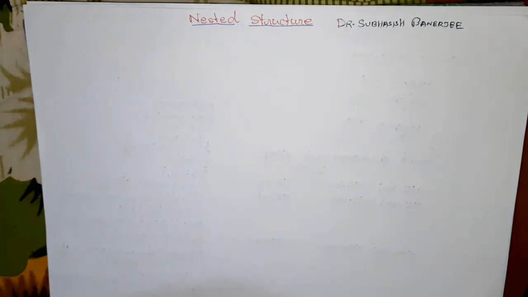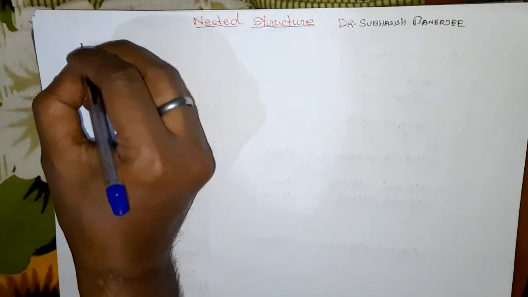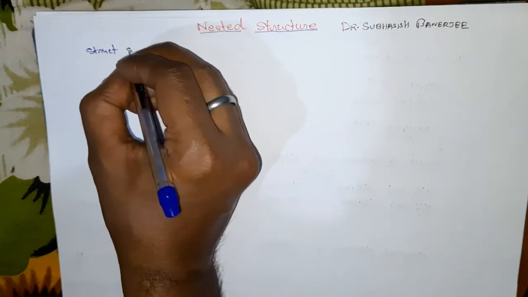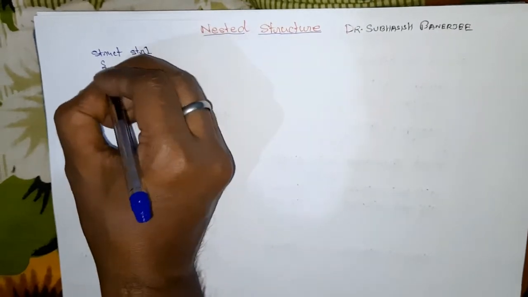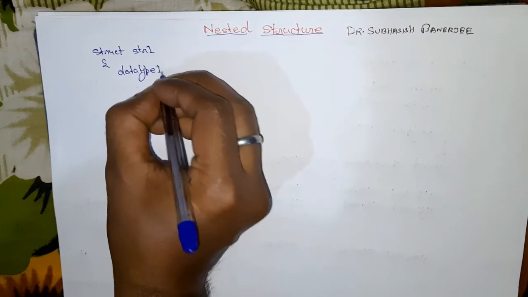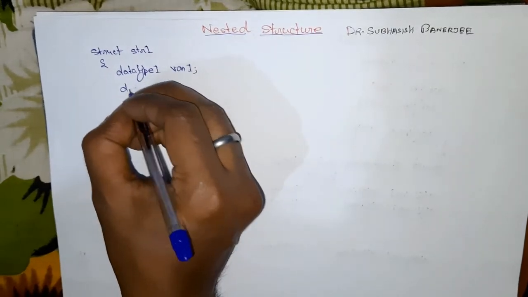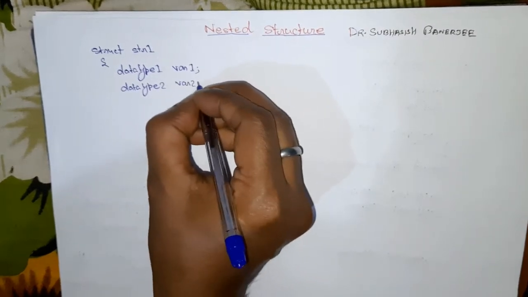It is required when, suppose, we have to store the record of n number of students, and each record may have some sub-records. In that case, you can use a nested structure. Let's take an example of how you can use it. Let's have the first structure, with the keyword struct, and let's name the structure str1. Let's have some data type 1 with a variable 1, and data type 2 with some variable 2.